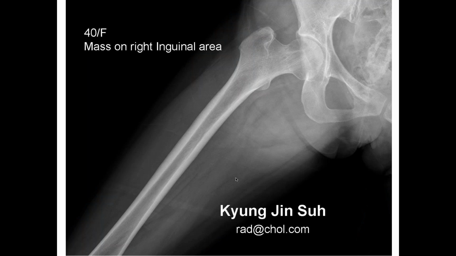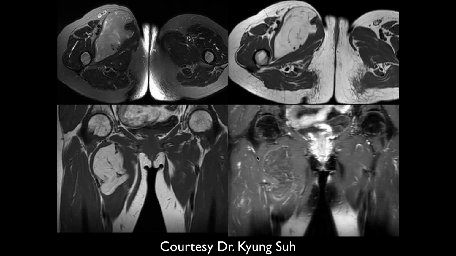Okay, Dan. So it looks like you got a 40-year-old female with a mass in the right inguinal area. We got a frontal radiograph of the right hip, where the bone actually looks normal. I don't see any soft tissue mass on this X-ray. There could be something, I guess, but I'd be hallucinating.